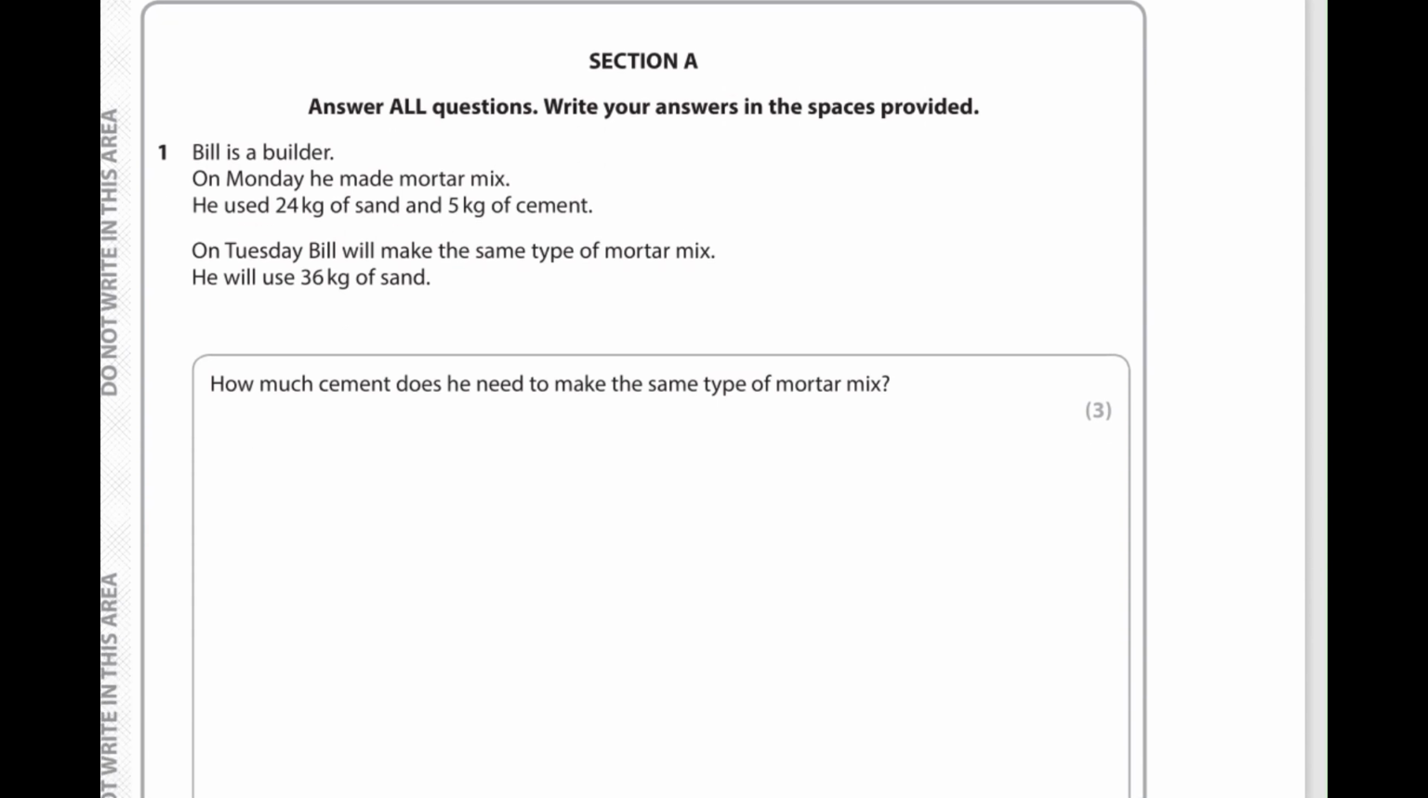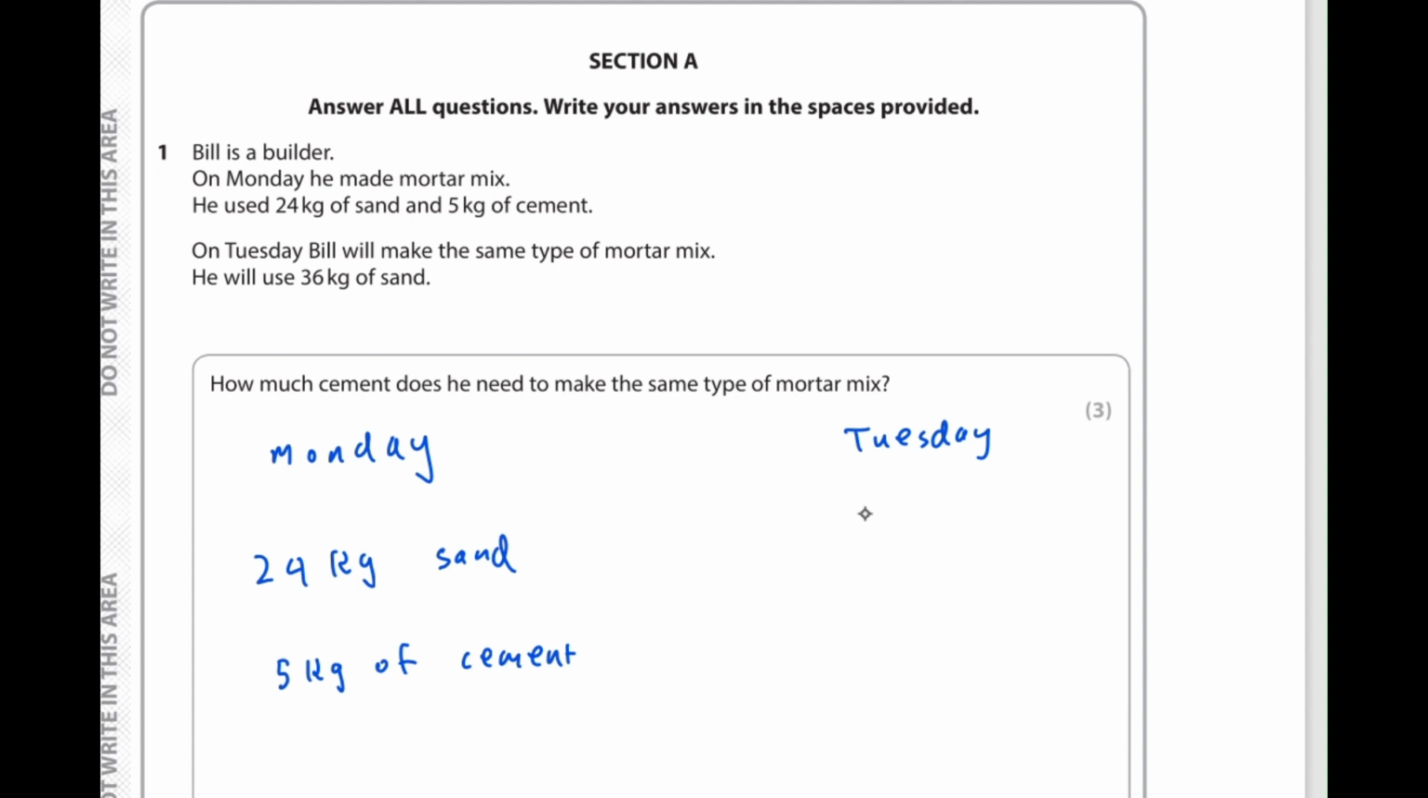On Monday, he made mortar mix. He used 24 kg of sand and 5 kg of cement. On Tuesday, Bill will make the same type of mortar mix. He will use 36 kg of sand. So the question is, how much cement does he need to make the same type of mortar mix?